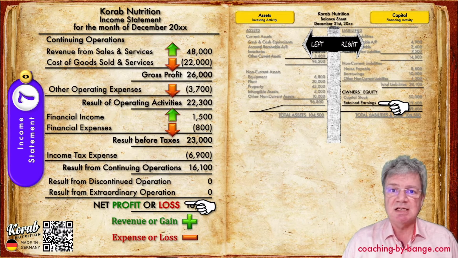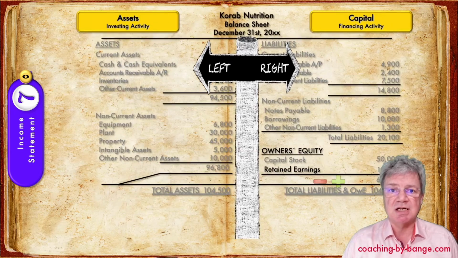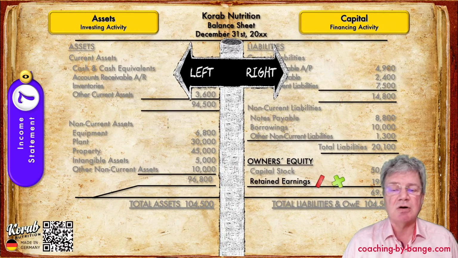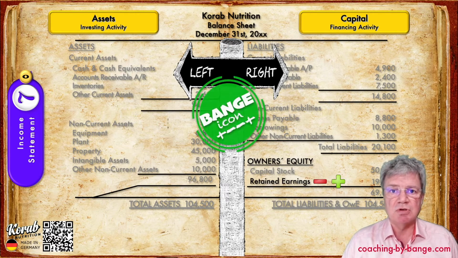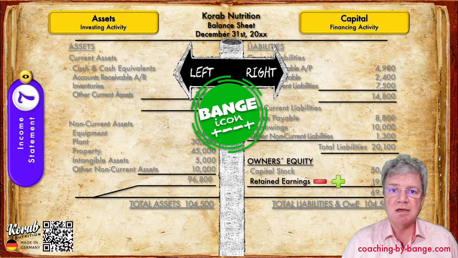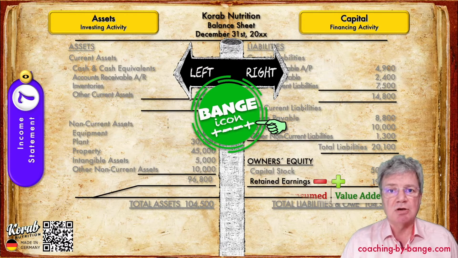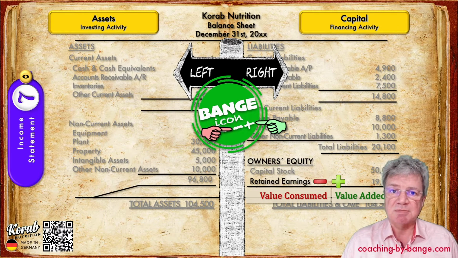And as you see, we have a balance sheet again, and the retained earnings are on the right side of that balance sheet. And here we have the same rules. It is on the right side of the balance sheet, meaning that gains and revenues will be on the credit side and losses and expenses will be on the debit side.